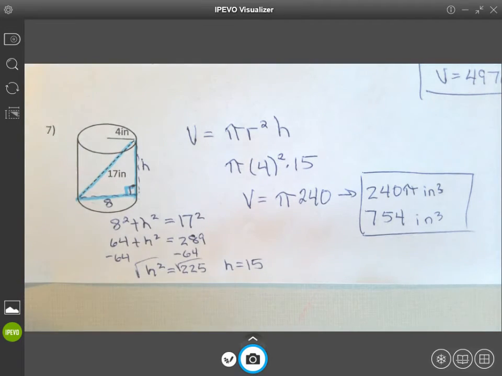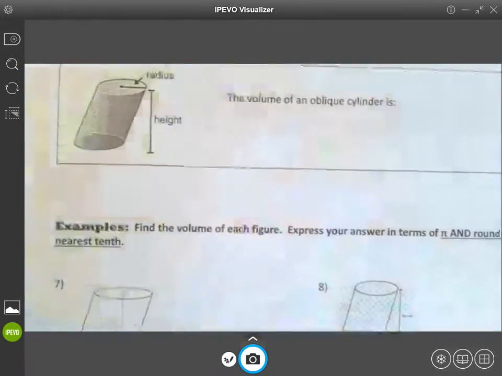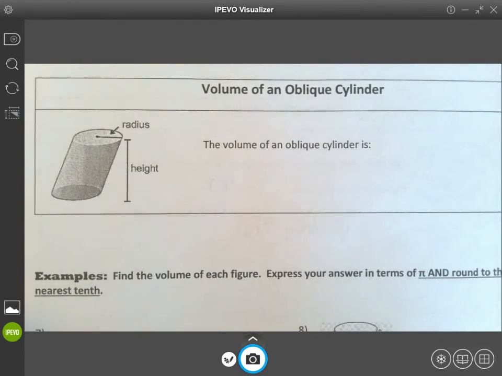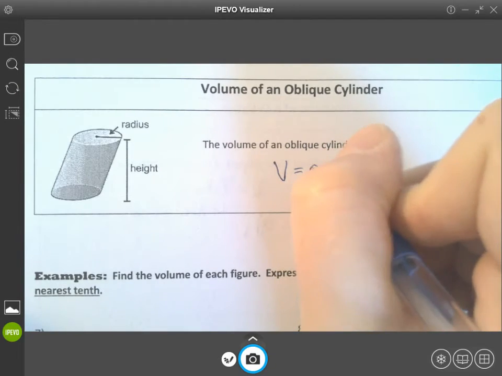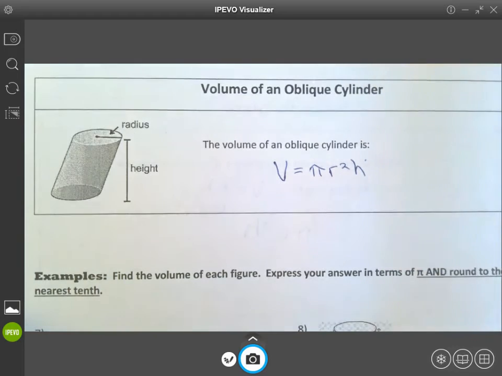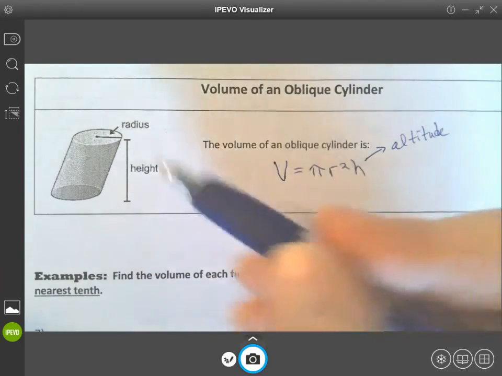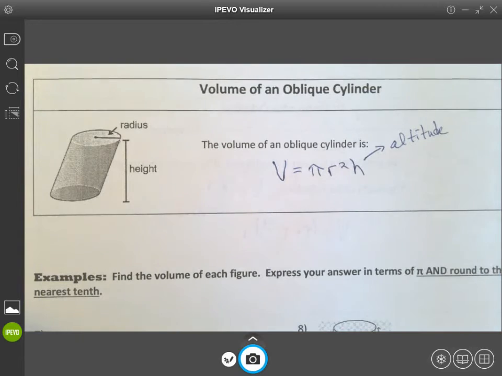All right, last part. This, my friends, is what we call an oblique cylinder. Notice that it's sort of pushed to the side like the Leaning Tower of Pisa. We still use the same formula. Volume equals pi r squared h, but the h has to be the altitude, not the slant height. I need the altitude, but you might use the slant height sometimes.